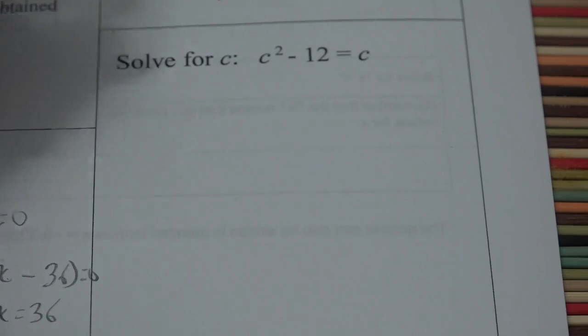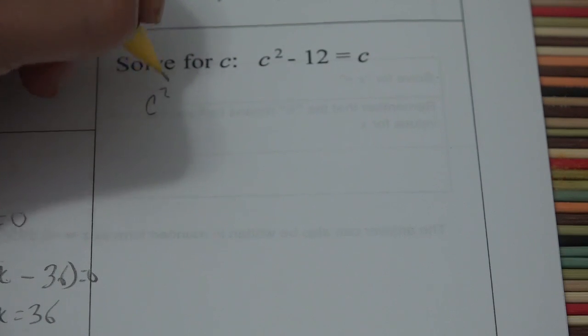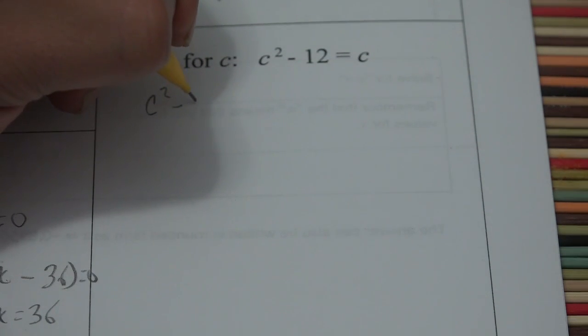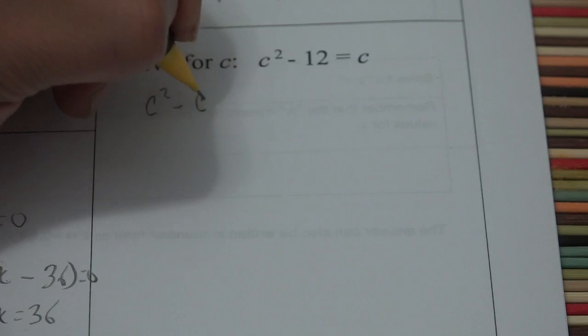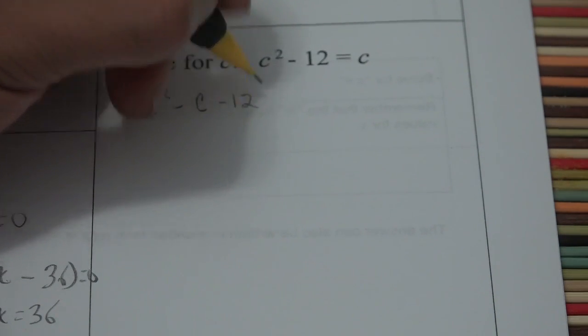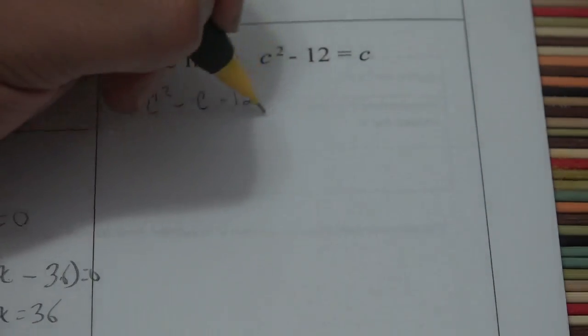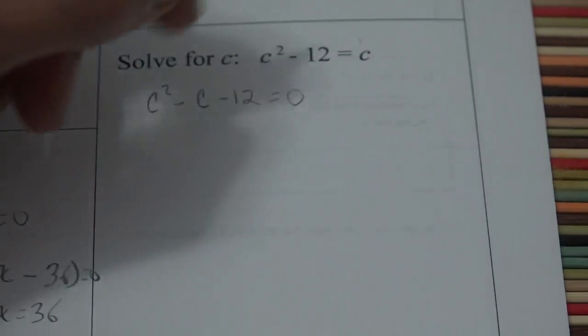Okay. Here, I'm supposed to solve for c. This is a quadratic equation, but it's not in standard form. It's not equal to 0. So I'm going to make it equal to 0. How? By subtracting c from both sides. So this is what I get. And this side becomes 0.